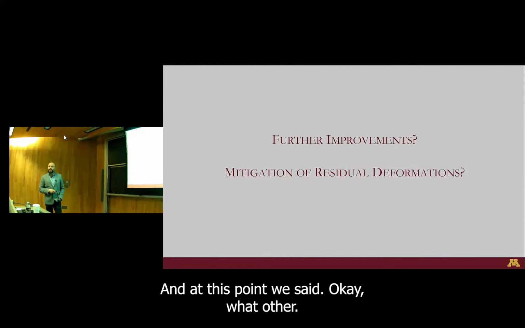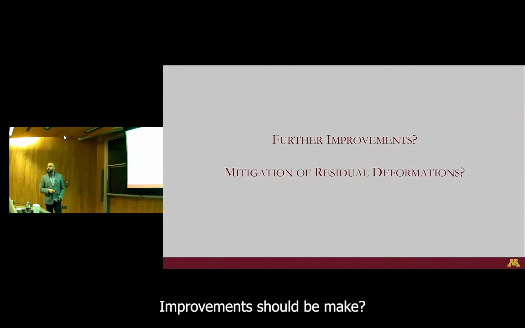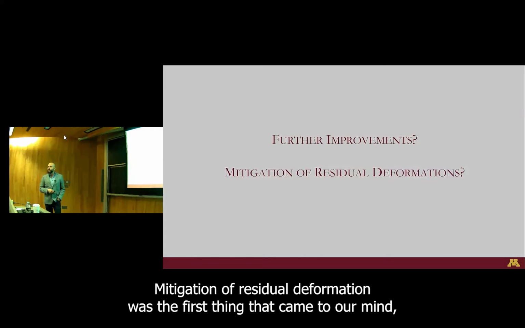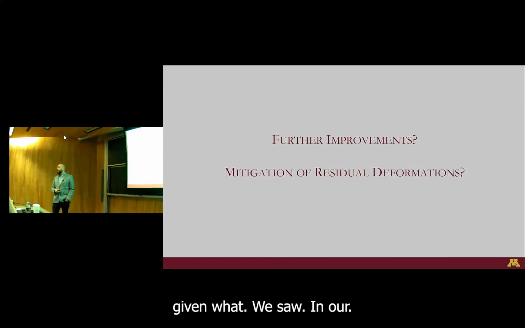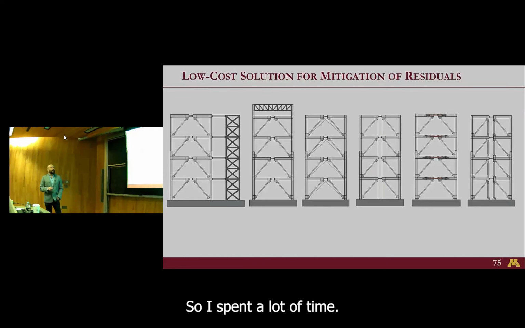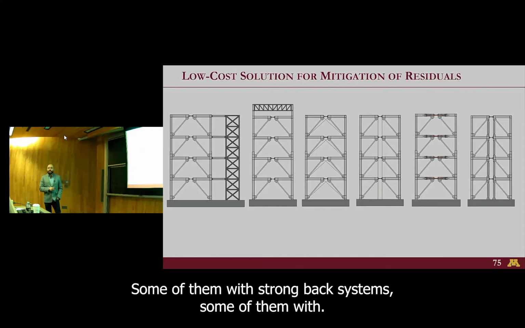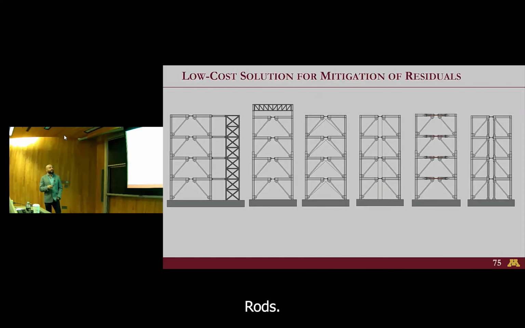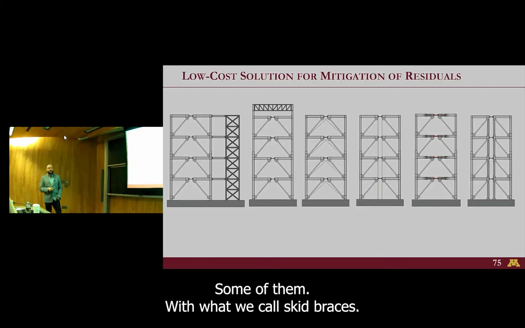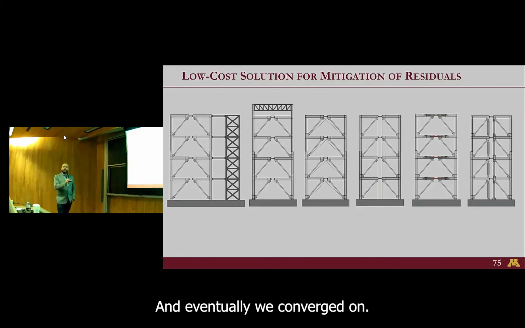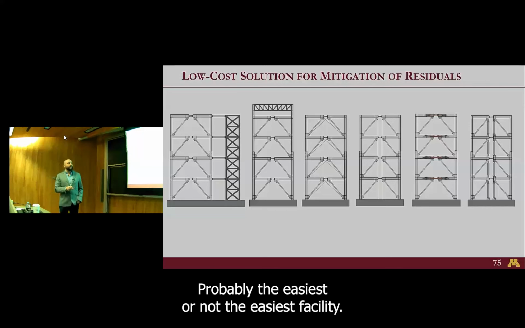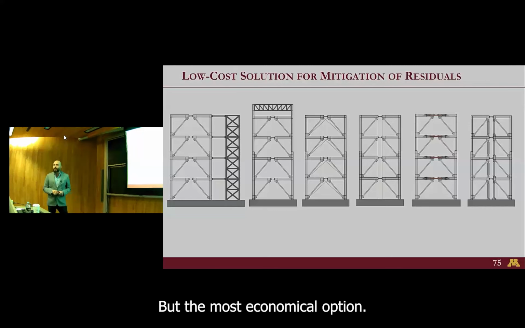And at this point, we said, okay, what other improvements should we make? Mitigation of residual deformation was the first thing that came to our mind, given what we saw in our hybrid simulations. So I spent a lot of time. I looked at a lot of options, some of them with strong back systems, some of them with PT rods, some of them with what we call sked braces. And eventually, we converged on probably the easiest, or not the easiest necessarily, but the most economical option.